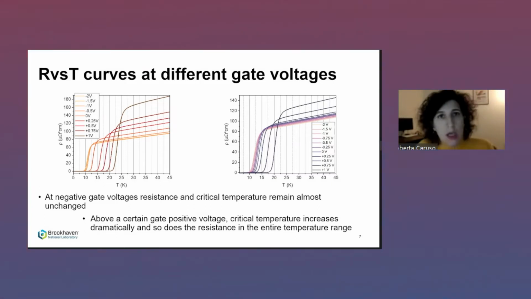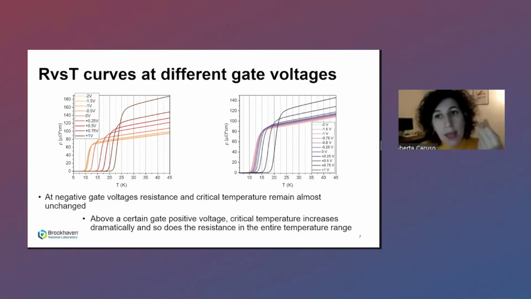What we can see from these curves is that the resistance remains almost unchanged in the entire temperature range when the gate voltage is negative, and the same thing happens for the critical temperature. So when the gate voltage is negative, Tc is basically unaffected, and at the same time, the R versus T curve is also basically unaffected.